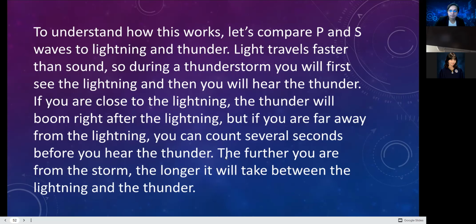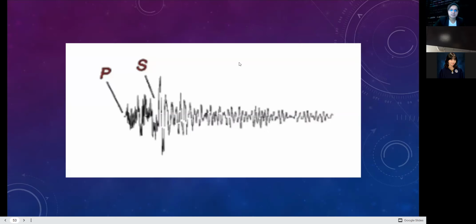Therefore, the farther you are from the storm, the longer it will take between the lightning and the thunder. So it depends upon your distance. This is how we predict certain geologic events like earthquakes, the geologic location of a particular earthquake. This is the P wave and this is the S wave.